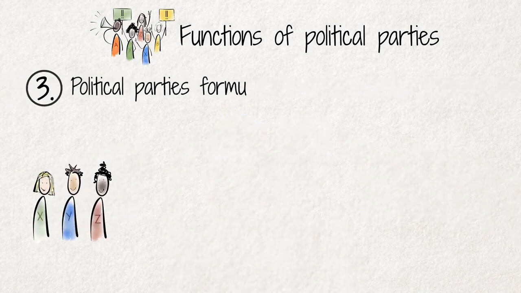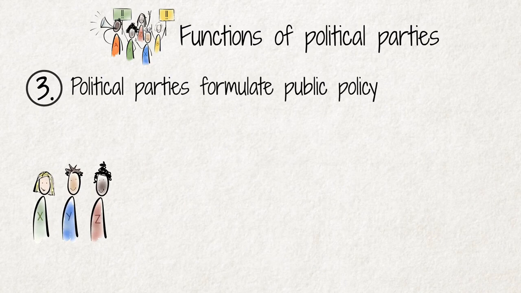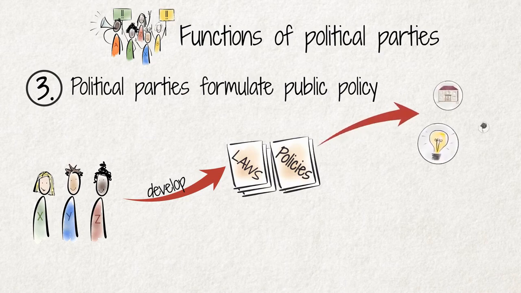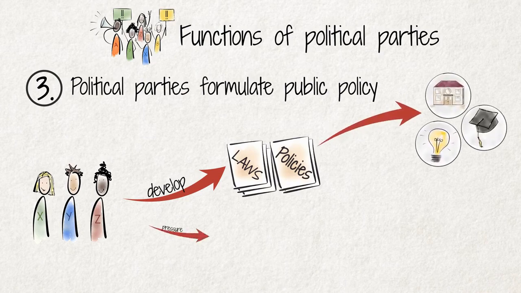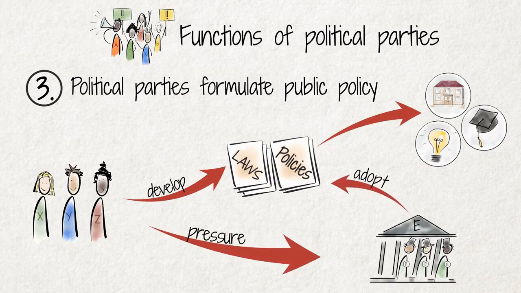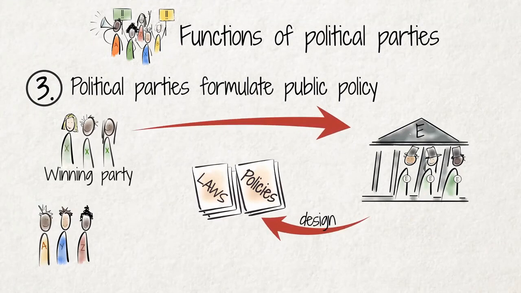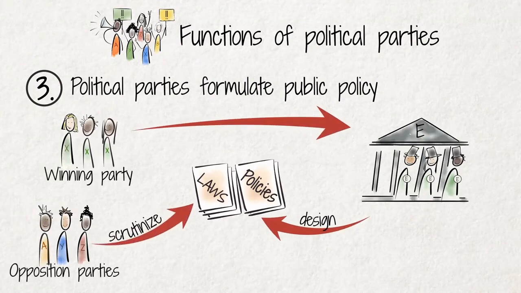Political parties formulate public policy. Political parties develop policies which address the needs and concerns of citizens and improve public welfare. Political parties then pressure government to adopt laws and policies. The winning party will design new laws and policies as a government, while opposition parties will scrutinize these laws and try to amend them if they disagree with them. Democracy cannot work without a party in power and at least one party in opposition.